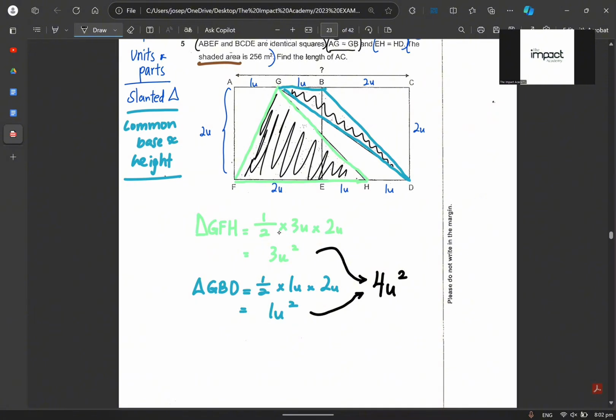No, they did not want us to find that. What did they want us to find? AC. AC is how many units? 4 units. Very good. Can you understand? So my square is still there, right? So when I do something to the left, I must do something to my right.